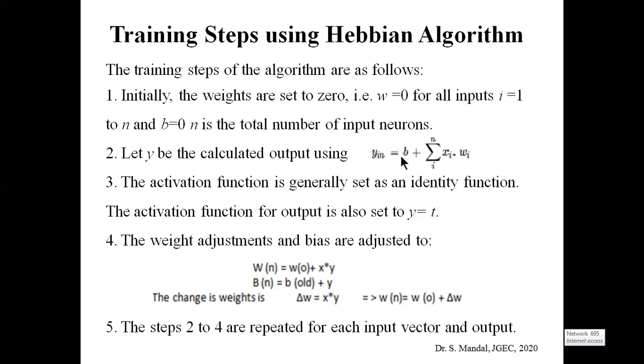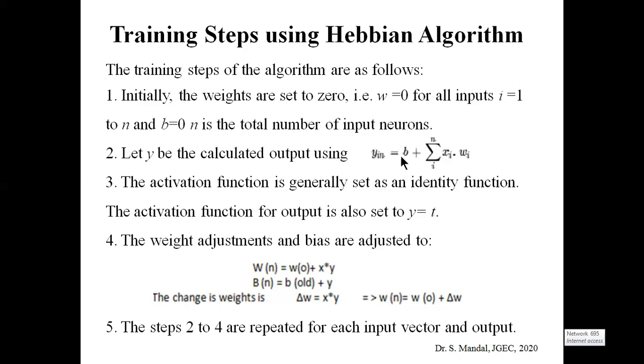Now these are the training steps of the algorithm. Initially, during the training of an artificial neural network using the Hebbian learning rule, all the weights are set to 0. The initial value of weight w equals 0, and the initial value of the bias is also 0, where n is the total number of input neurons.